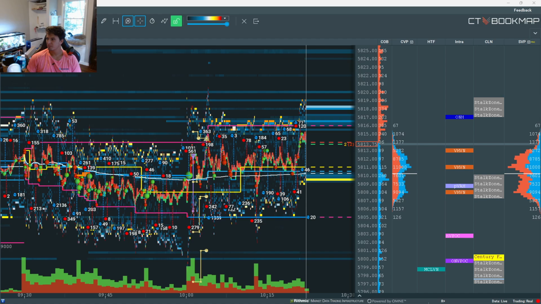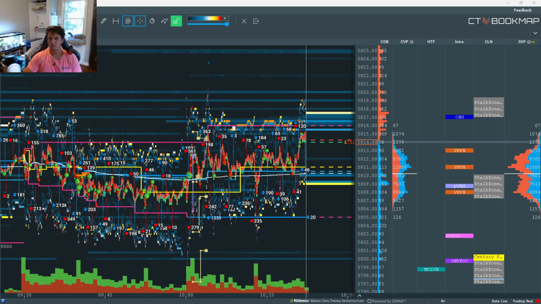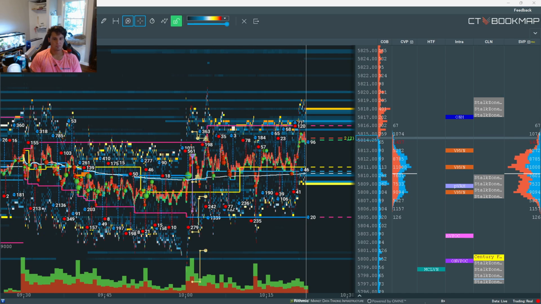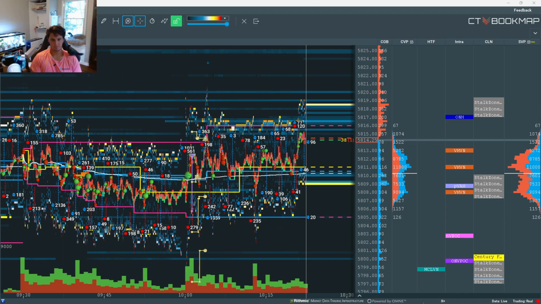Might fall out, but you know, we have that above. Looks like it may, but yeah, we have the target above, so we'll see. Buy iceberg steps in.